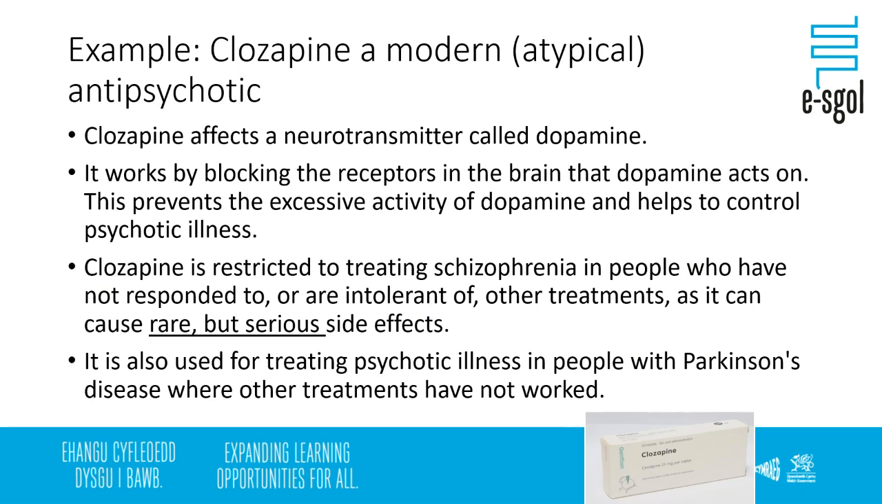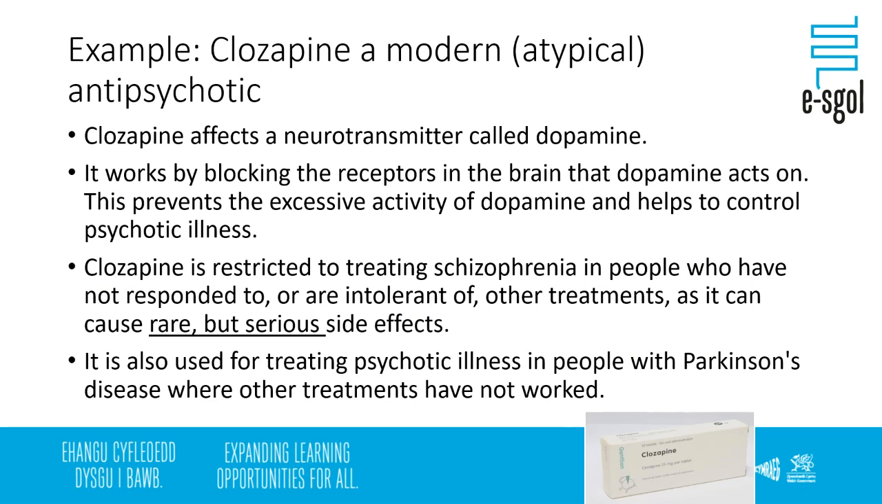It can cause rare but quite serious side effects. So not all the time, but we really have to think, is this going to be beneficial, and is this going to be better for the individual that has the schizophrenia? And then at the bottom, we've got that link with Parkinson's disease again. So it's also used for treating psychotic illnesses in people with Parkinson's where other treatment has not worked. So that is your example for atypical drugs.